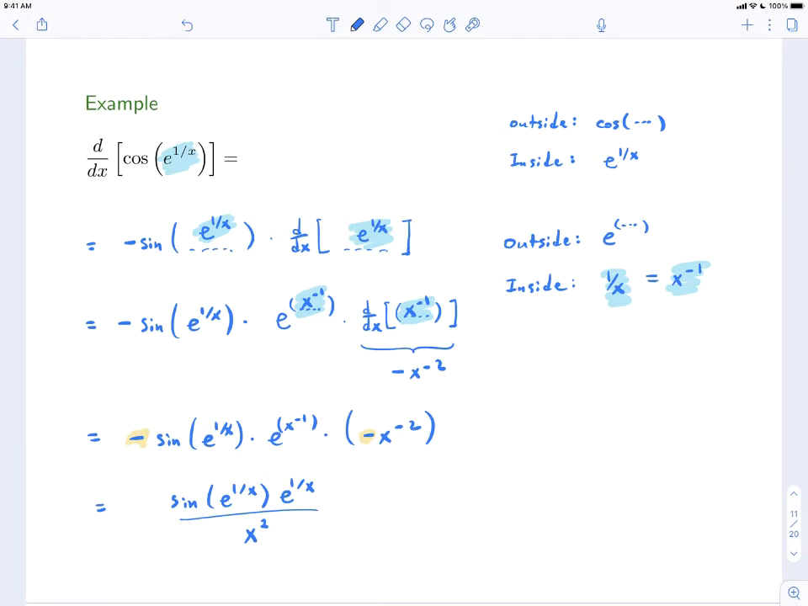So once again, we had to do the chain rule twice, because we had cosine of e to the 1 over x, but e to the 1 over x was itself a composition.